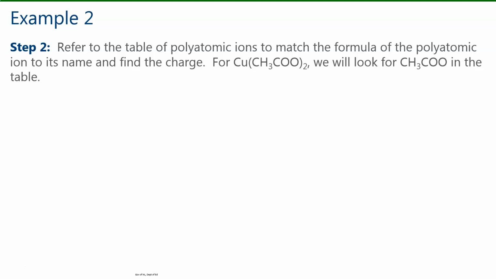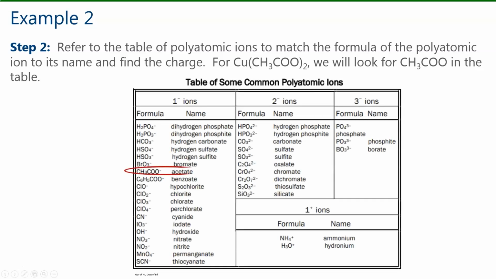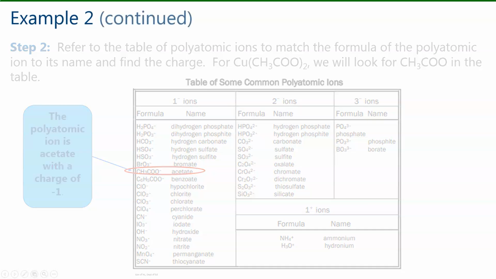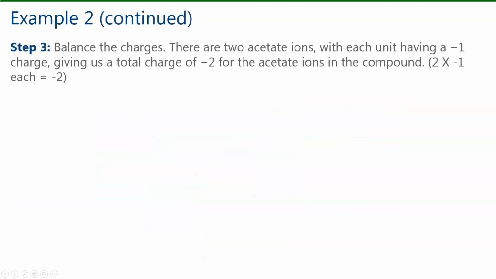The next thing we have to do is refer to the table of polyatomic ions to match the formula of the polyatomic ion to its name and find the charge. For Cu, bracket CH3COO with the subscript 2, we will look for CH3COO in the table. And we can see that the polyatomic ion is called acetate, and it has a charge of -1. So our next step is to balance the charges. There are two acetate ions, with each unit having a -1 charge, giving us a total of -2 for the acetate ions in the compound, because 2 times -1 gives us -2.